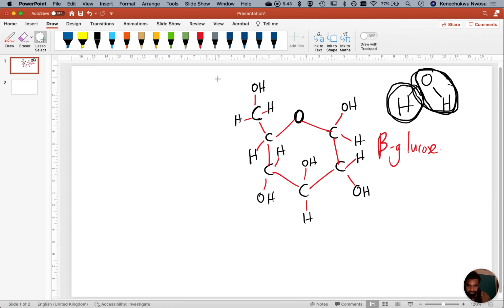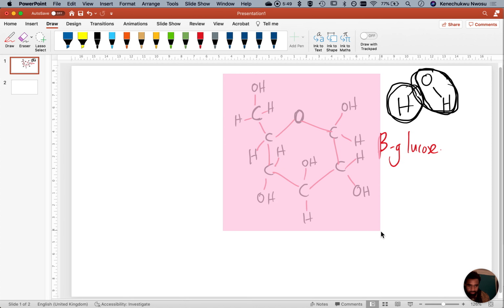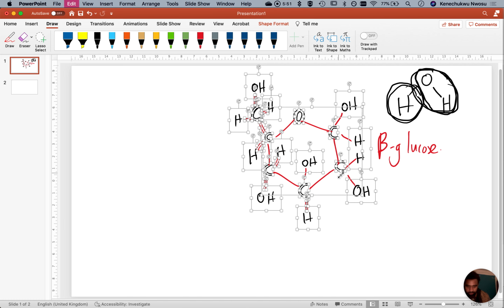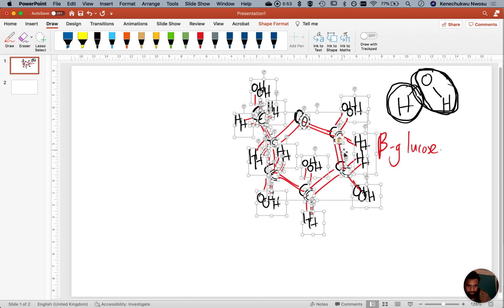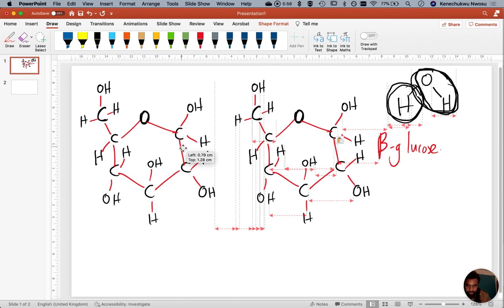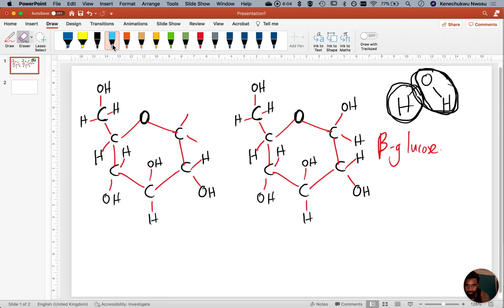Okay, let me select this. Lasso select. Okay, I'll duplicate it and I'll just drag it over here to draw now alpha glucose. The only difference with alpha glucose is that first OH, instead of it being on top, it's going to be at the bottom. So here we put the OH and we'll put the H there. Okay, so this is what we call alpha glucose.